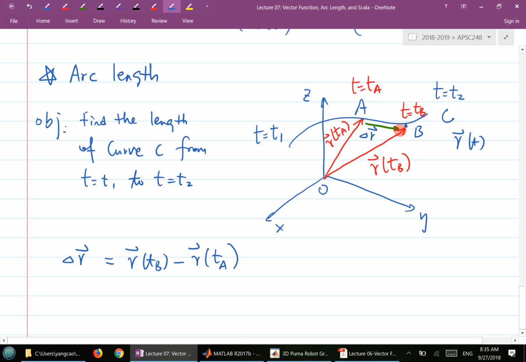And now I will calculate the length. So give me the length of the delta r vector, or the length between A and B.